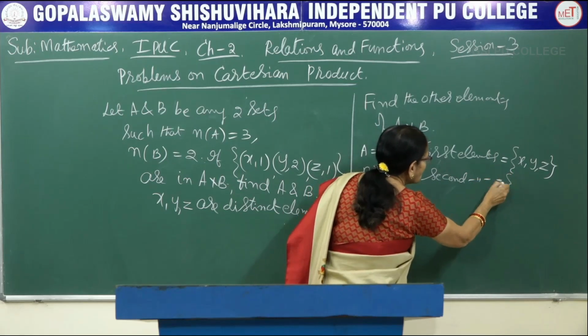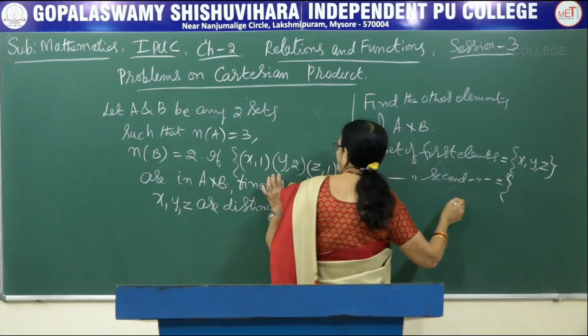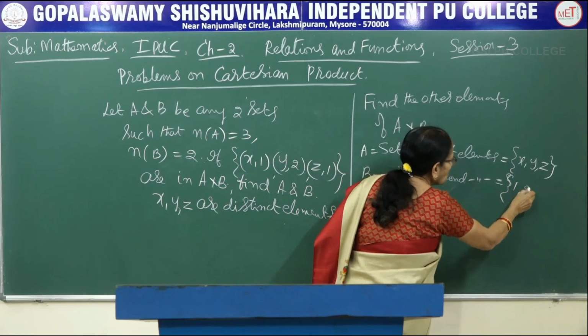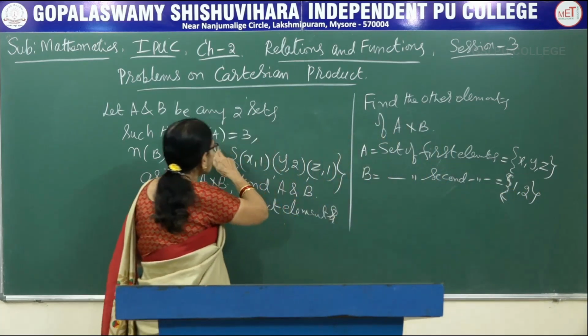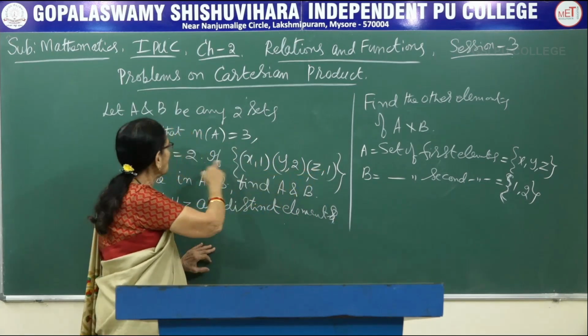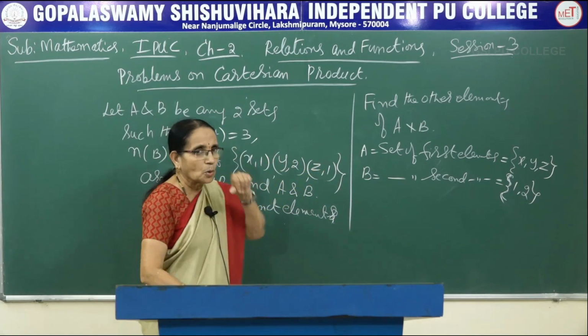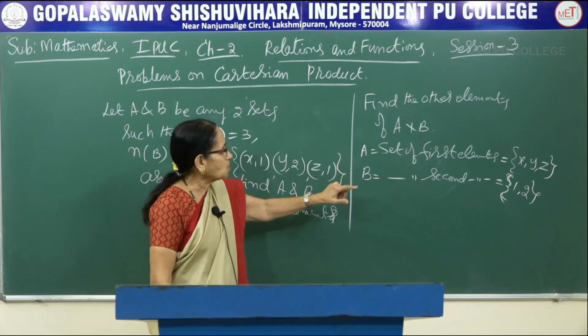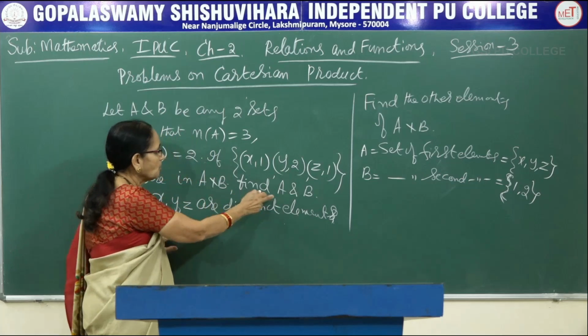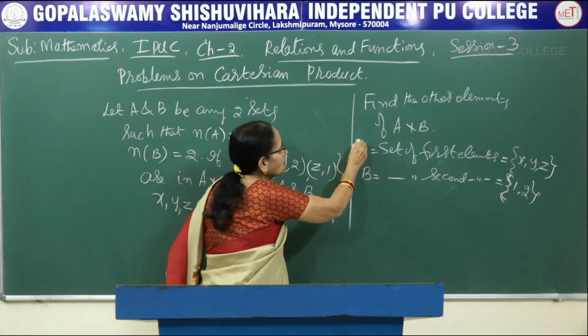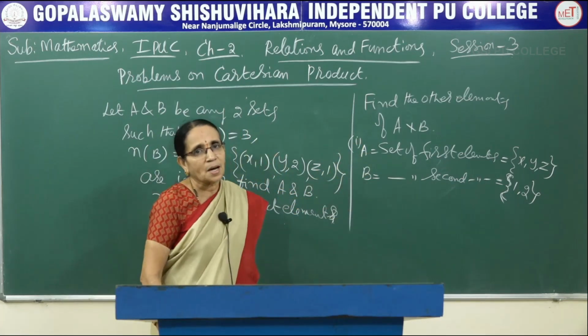And what are they? You observe here, it is 1 and 2. Now, you can verify it with the data. A is having 3 elements, we got 3. B is having 2 elements, we got 2 here. That means 3 into 2, there would be 6 elements. So, this is the first part, find A and B. So, we have calculated the individual sets A and B.